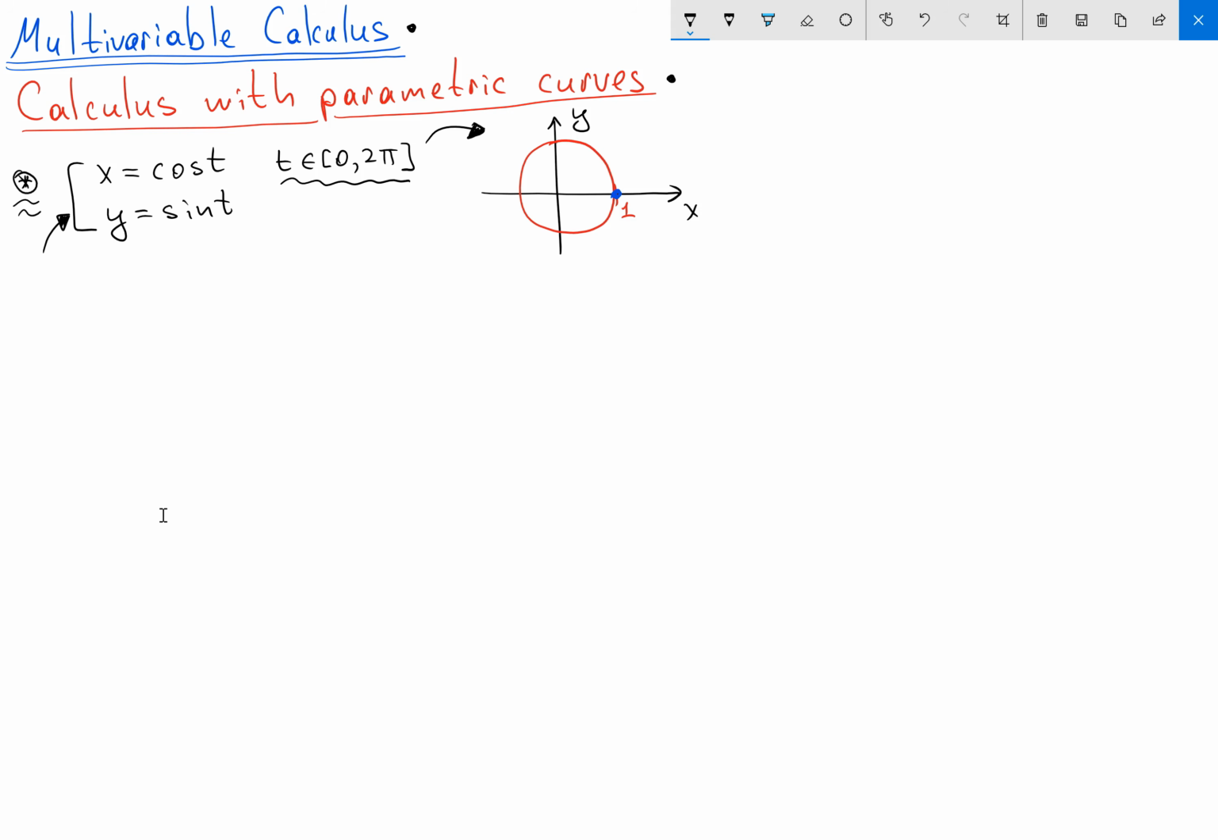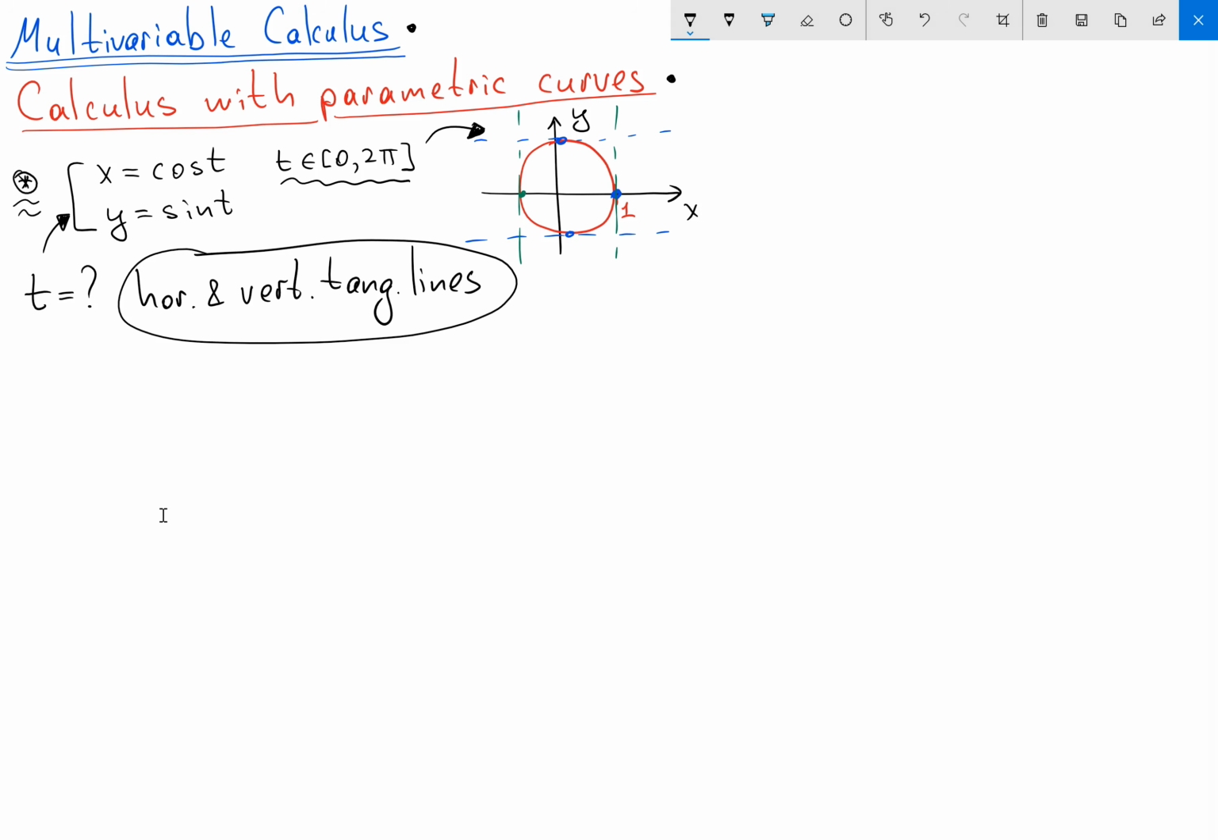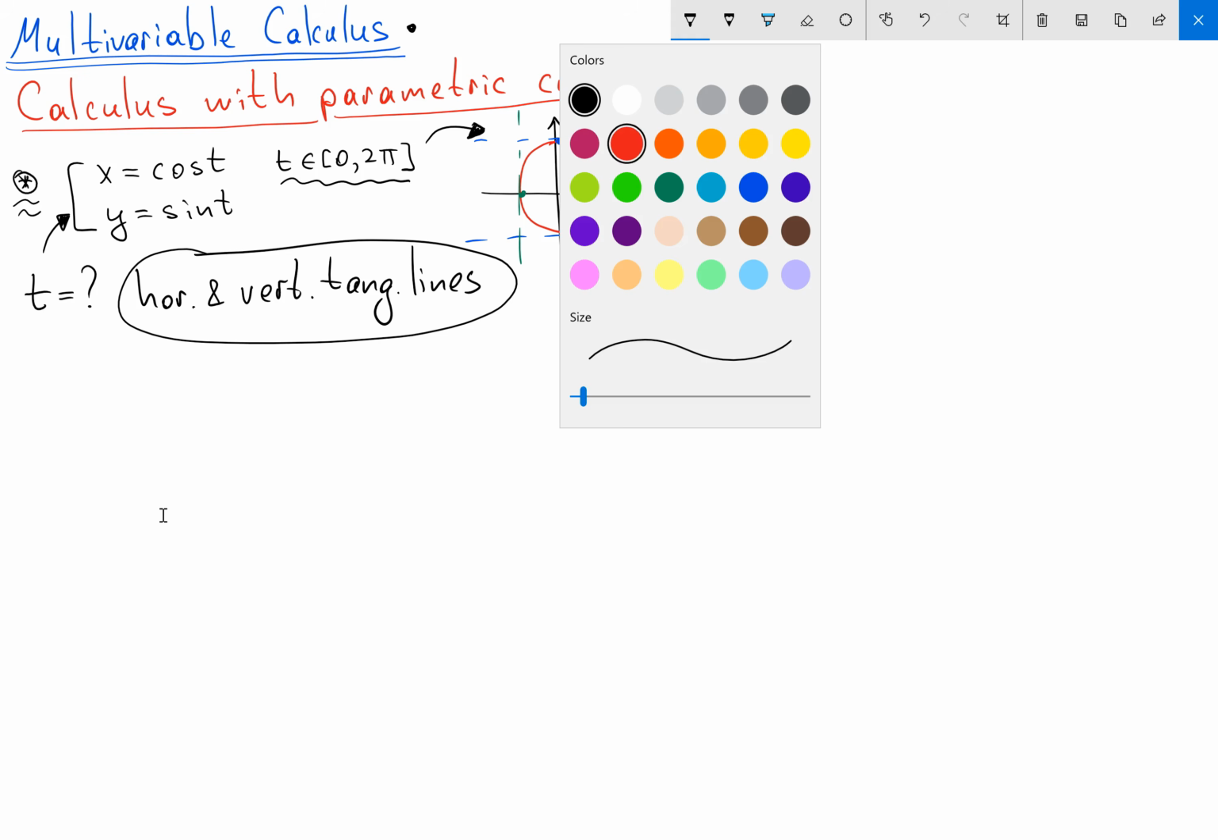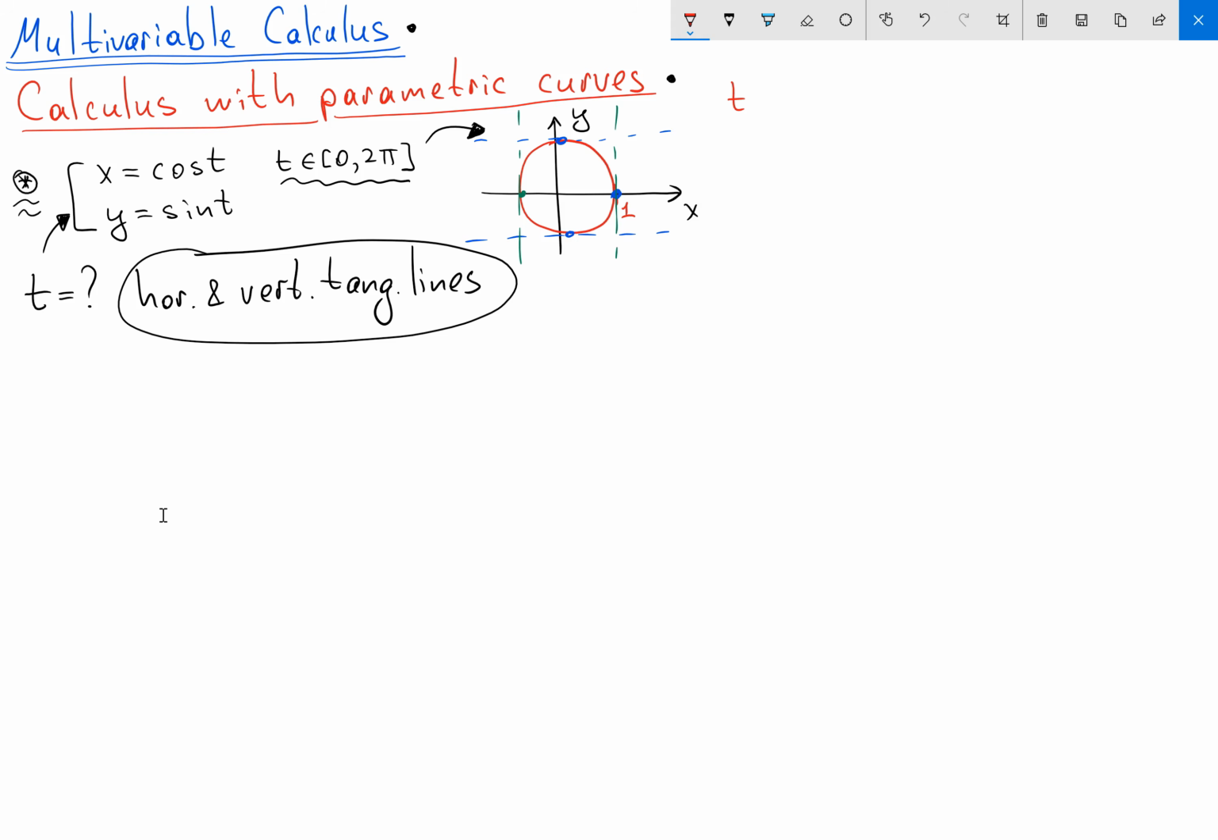the graph of this parametric equation is a circle. And my goal is to find for which values of t I will have either horizontal tangent lines, so in this case I can see I will have these two horizontal tangent lines, or I will have vertical tangent lines. Okay, so based on this example, we actually can find our t really easily, because when t equals 0, I have exactly the point (x, y) equals (1, 0). So this is going to be my initial point.